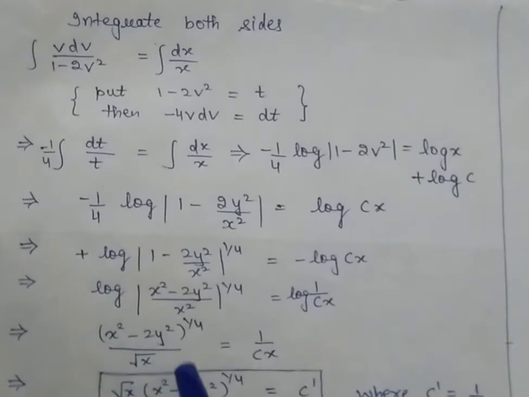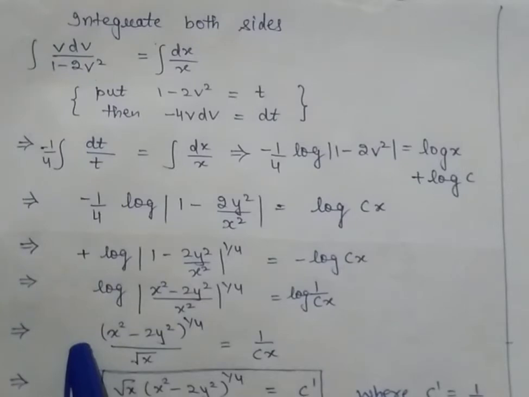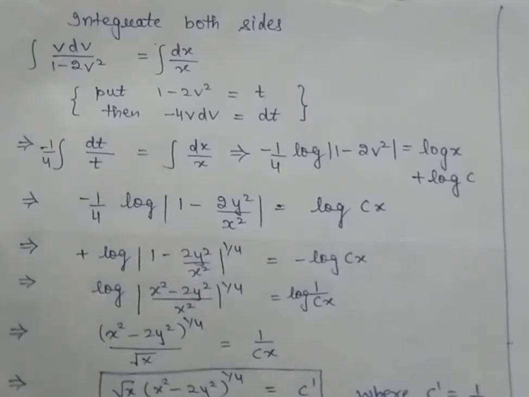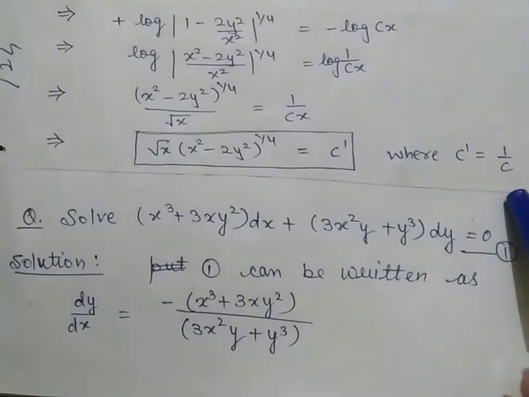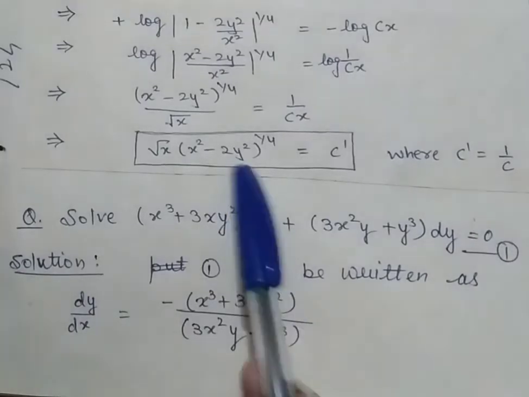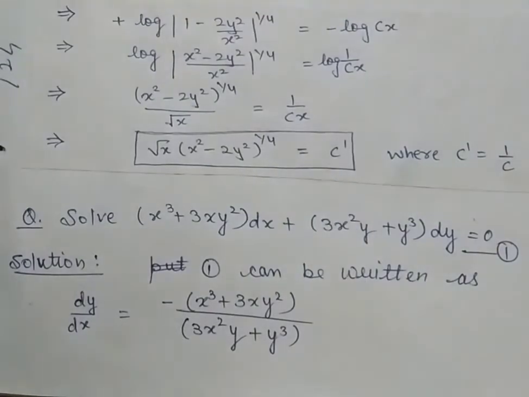So this is (x square minus 2y square) power 1 by 4, and (x square) power 1 by 4 is square root x. So this is square root x. This is equal to 1 by cx. Or if we take this x on the left hand side, then this is square root x (x square minus 2y square) power 1 by 4 equal to c dash, where c dash is 1 by c. So this is the general solution of the given homogeneous differential equation.